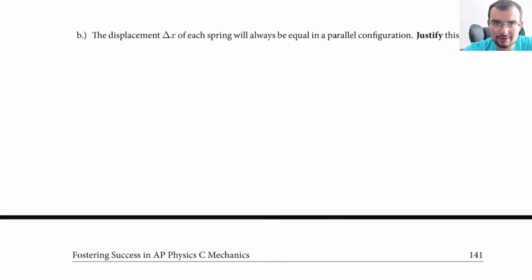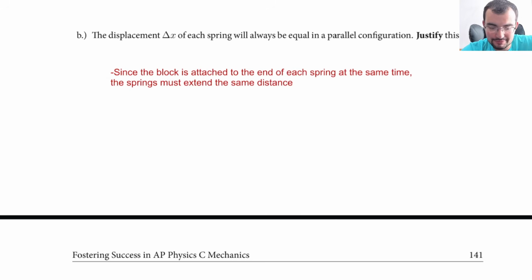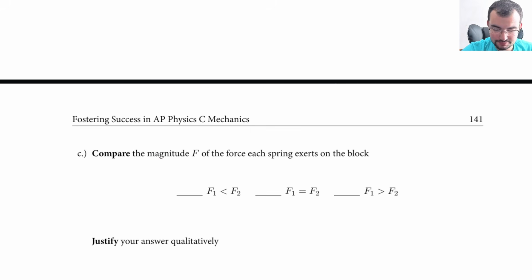There's not a whole lot of justification you can do other than this is just what it means to be side by side. The block is attached to the end of each spring at the same time. The springs must extend the same distance.